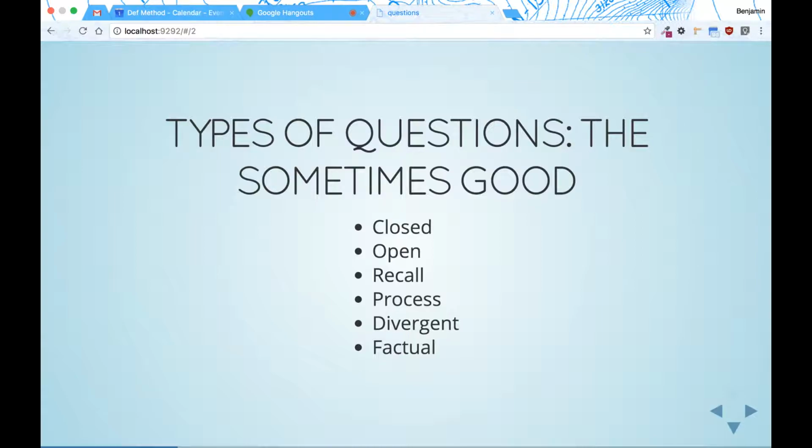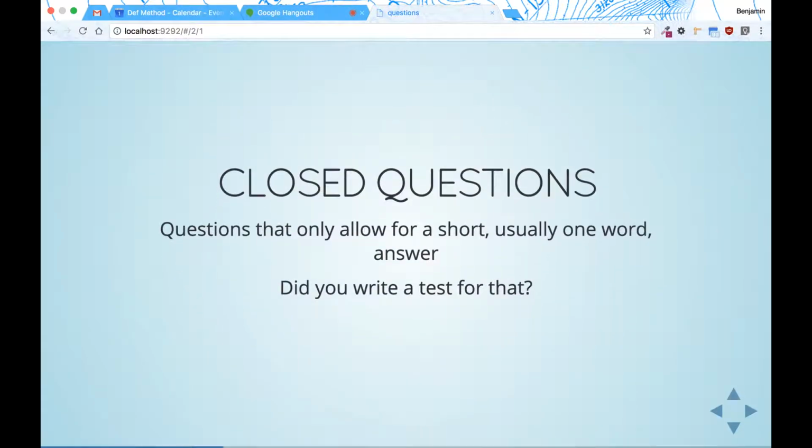So here are the types of questions that people generally refer to in teaching blogs and education as good questions. Closed questions are questions that only allow for a short, usually one-word answer. Something like, did you write a test for that? Only allows somebody to answer yes or no. This question gets you knowledge very fast, but doesn't really allow for the person to expound on what they have to say.